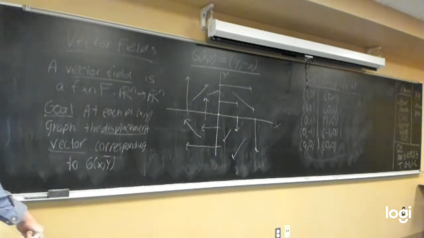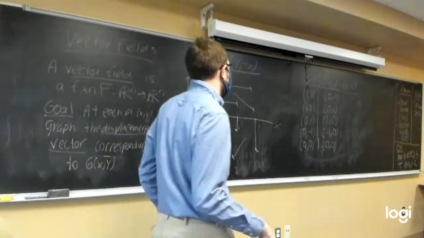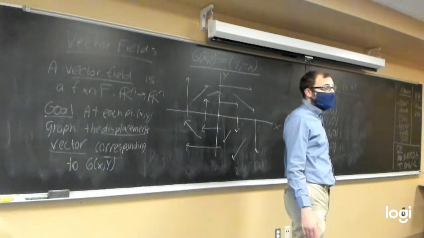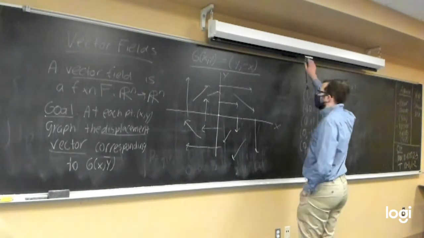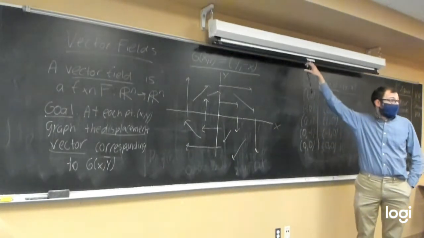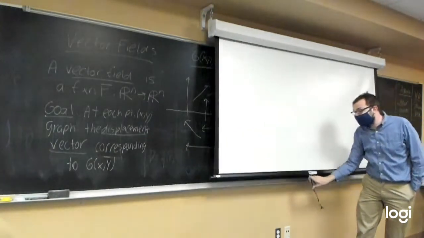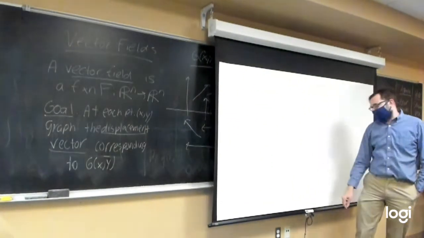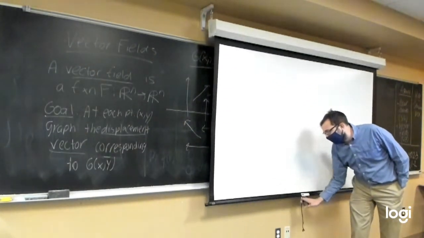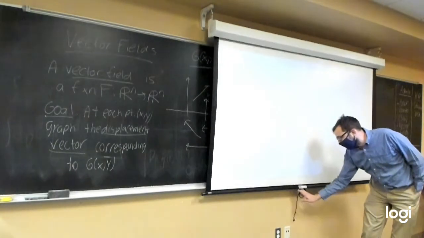But next up, I wanted to take a couple minutes and look at another example that is not in the packet. This is going to be a vector field from R3 to R3 that I think is a pretty cool one.